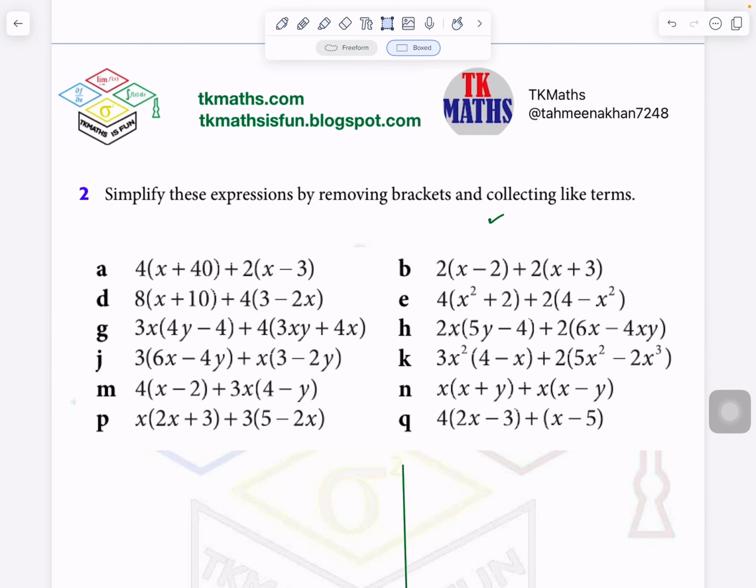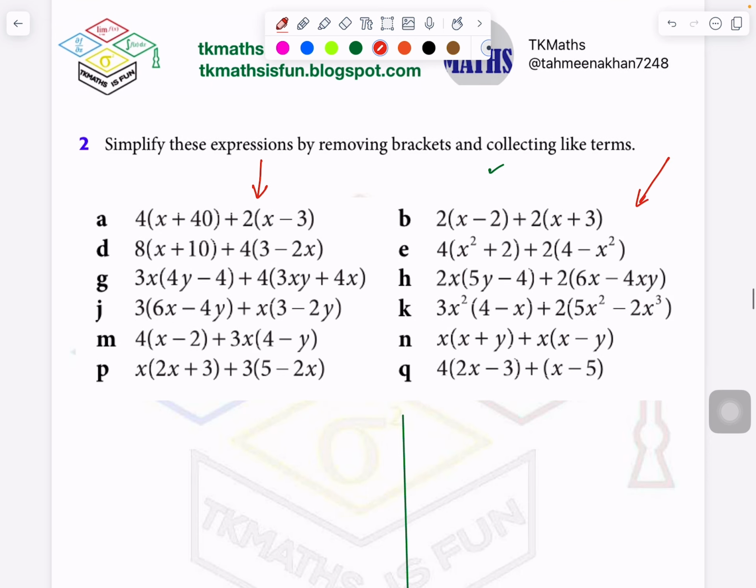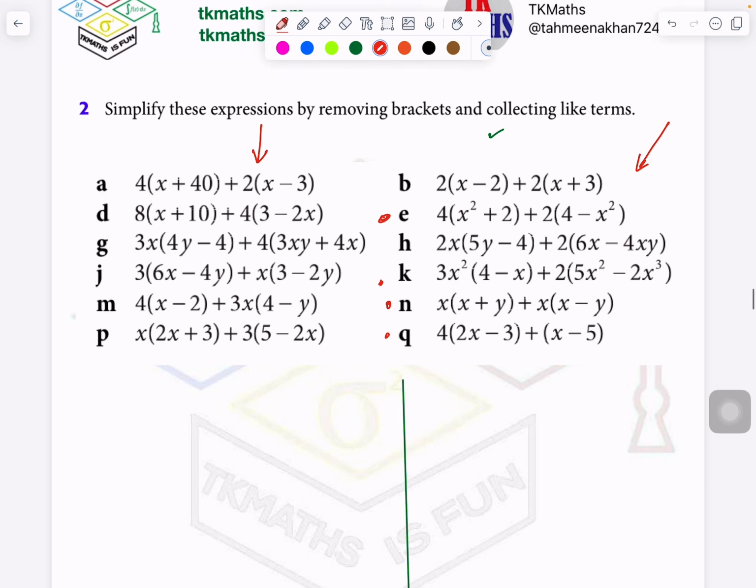Now, here are many questions. I'm not solving all. From here, first column, I have solved 4-5 parts and I have shown the solution below. But from here, I'm solving few parts here to explain to you. So let me solve part E, K, and N and Q.